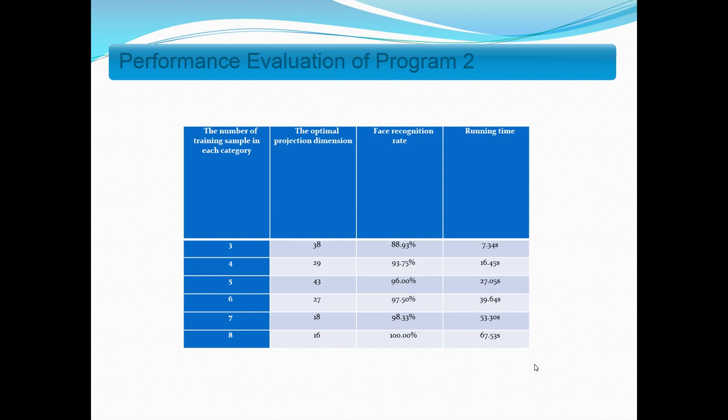But let's look at the running time. With the increase of the number of training samples in each category, the running time is also extended, which may tell us that the efficiency of the program may drop. So, when we come to the optimal projection dimension, we can see that this is not linear with the number of training samples in each category.